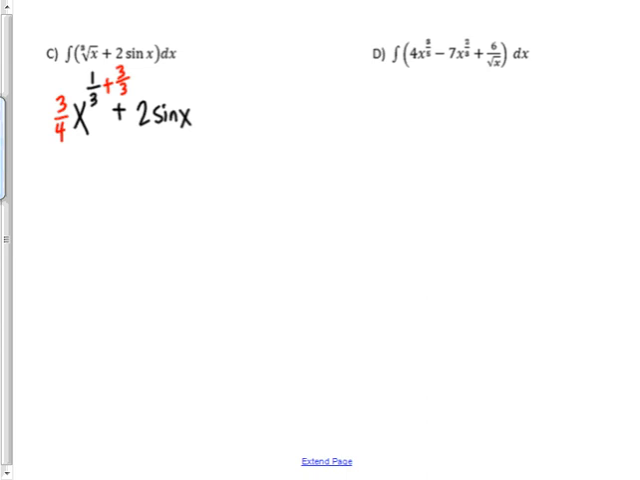And then trig, I'm going to integrate in a completely different way. I have to think about whose derivative would be sine, and you know that the derivative of cosine is negative sine. So when we go backwards, we're going to need that. So that's going to integrate as 2, and the integral of sine is negative cosine. So I get 3/4 x to the 4/3 minus 2 cosine x plus c.